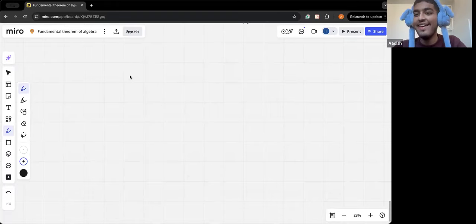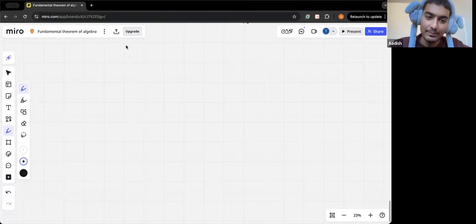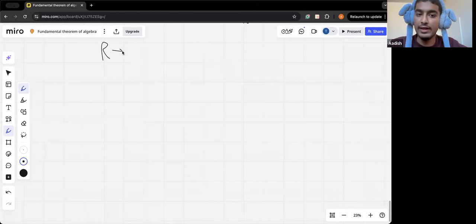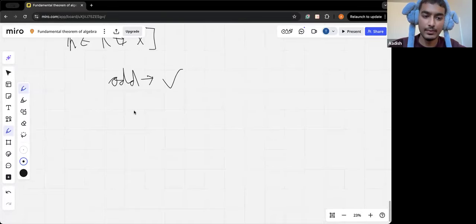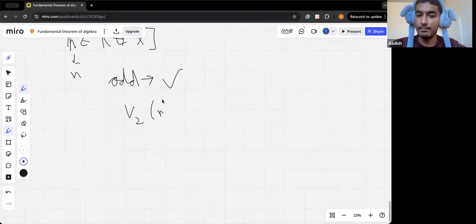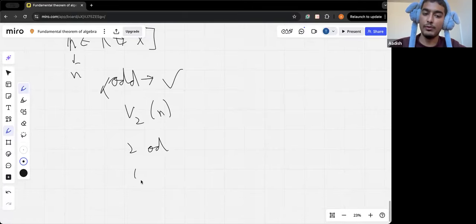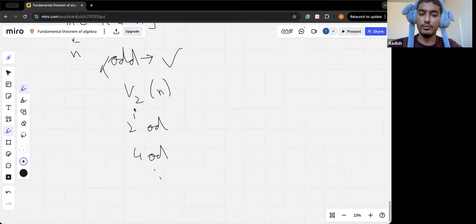I'll explain lemma 3. Okay, so we only want to prove every polynomial in the reals has a root in C. For polynomials of odd degree, we are done by the intermediate value theorem. We will now use induction. If P has degree n, we will induct on v2 of n. So we have proven it for odd. Now we'll prove it for 2 times odd, then we'll prove it for 4 times odd, and so on. We'll induct on the power of 2.